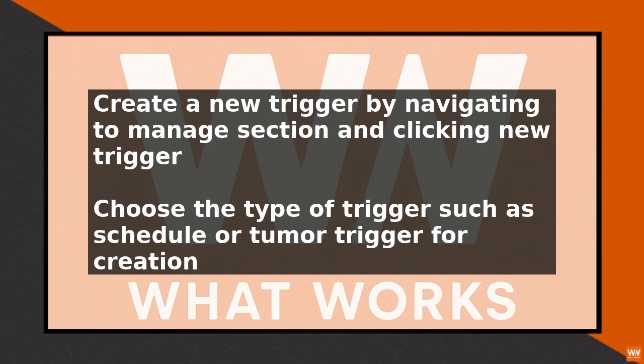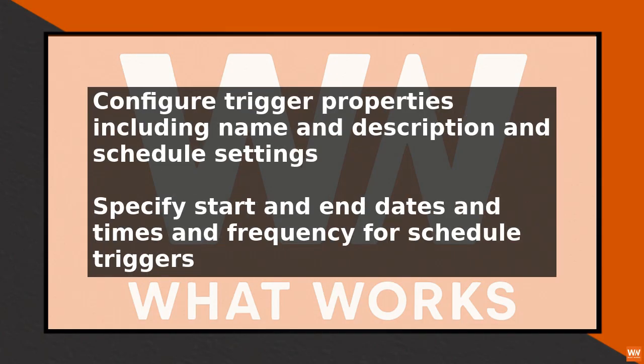Step 3. Link the trigger to a pipeline. Link the trigger to a pipeline by specifying the pipeline name and the parameters that need to be passed to the pipeline. You can also specify the dependency on other triggers or pipelines.